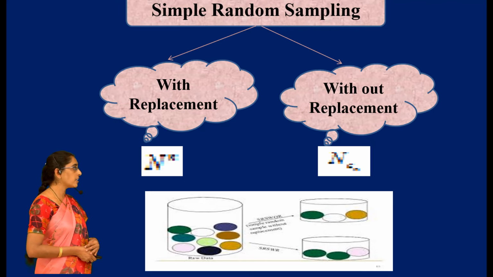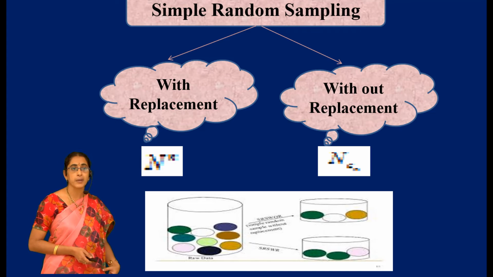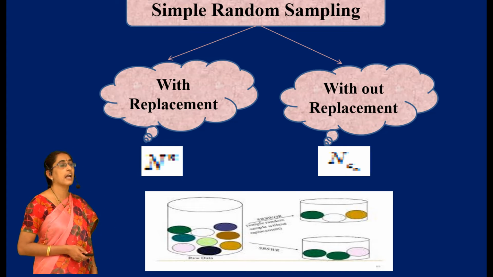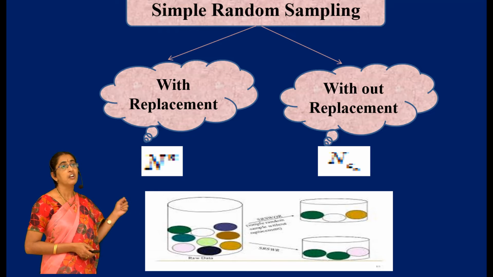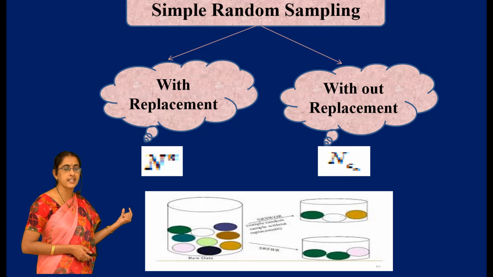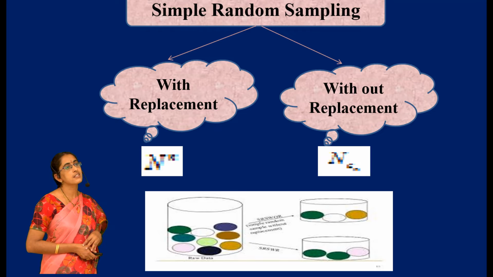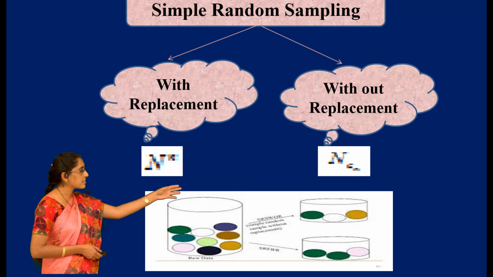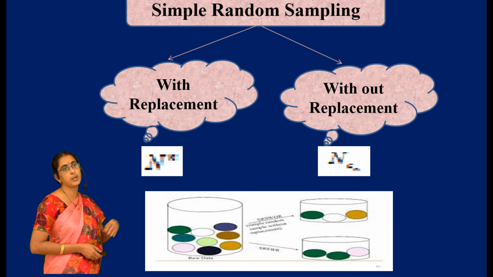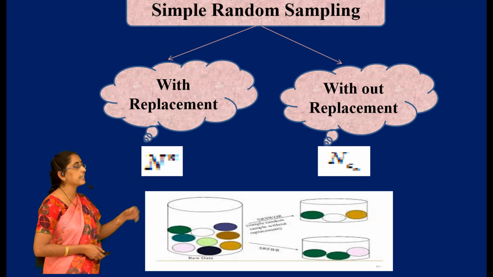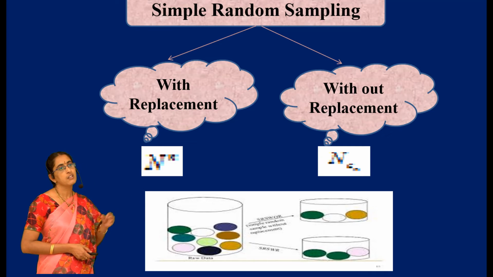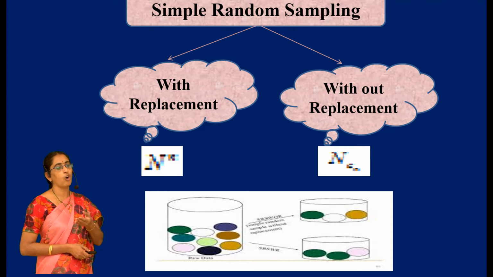To draw the sample from the population with replacement, the formula is capital N power small n, where capital N is the population size and small n is the sample size. And to draw the sample without replacement from the population, the formula is capital N C small n, which means we have to follow combinations.